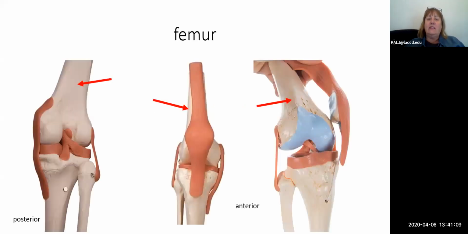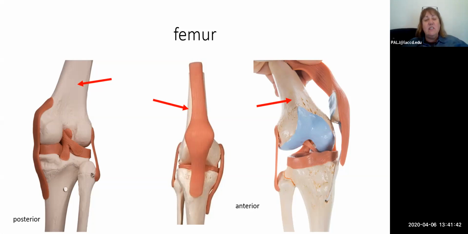So on each of these slides, I'm going to have the same three pictures. Starting with the far left, this is always going to be a posterior view of the knee joint with the thigh up above and the leg area below. In the middle will be a straight on anterior view of the knee. And then on the far right will be an anterior view of the knee where some of the structures anteriorly have been pulled off to the side so that you can see in between them.